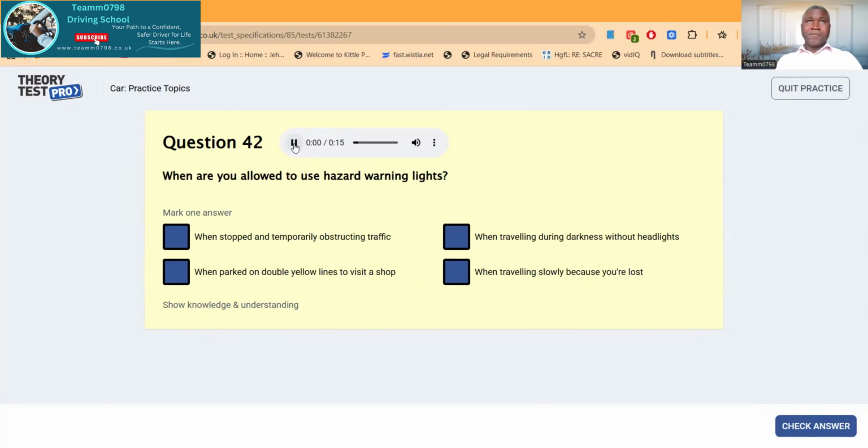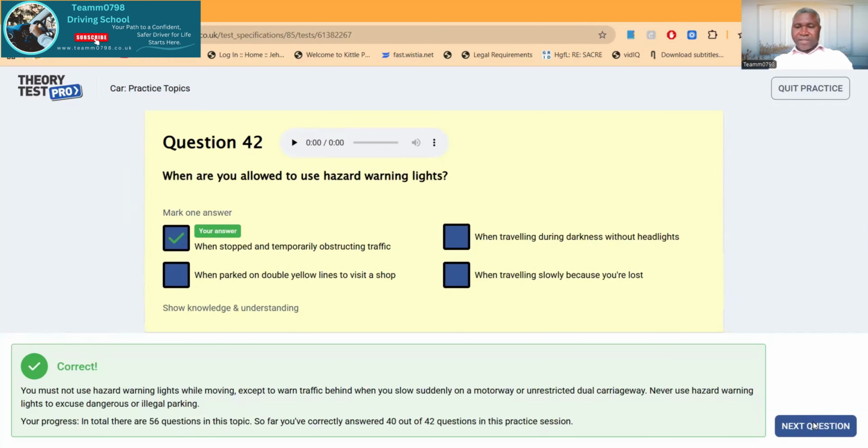When are you allowed to use hazard warning lights? When stopped and temporarily obstructing traffic. When traveling during darkness without headlights. When parked on double yellow lines to visit a shop. When traveling slowly because you're lost. The correct answer is when stopped and temporarily obstructing traffic.